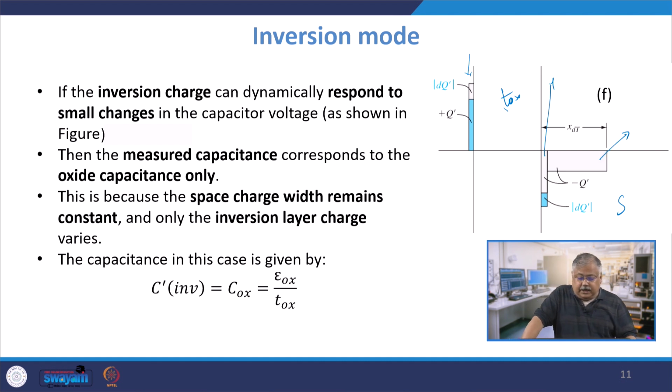What is happening is, if you vary the potential on the metal side, then the inversion charge density will change, right. It will go on changing. What do I mean by inversion?